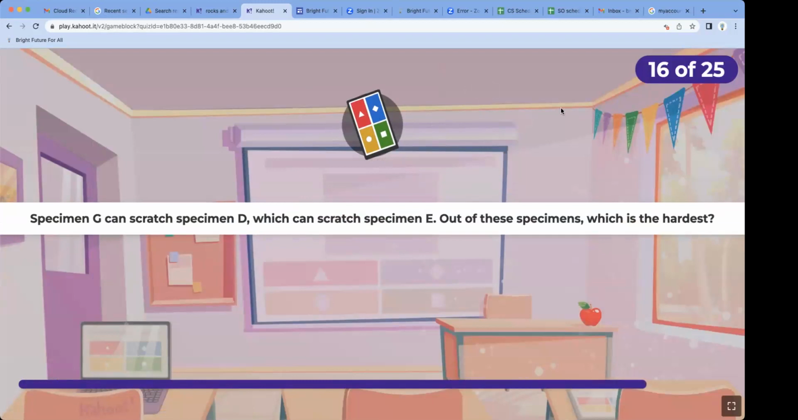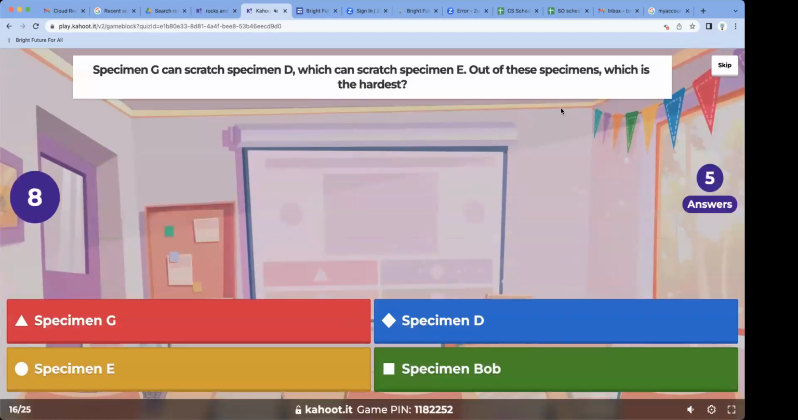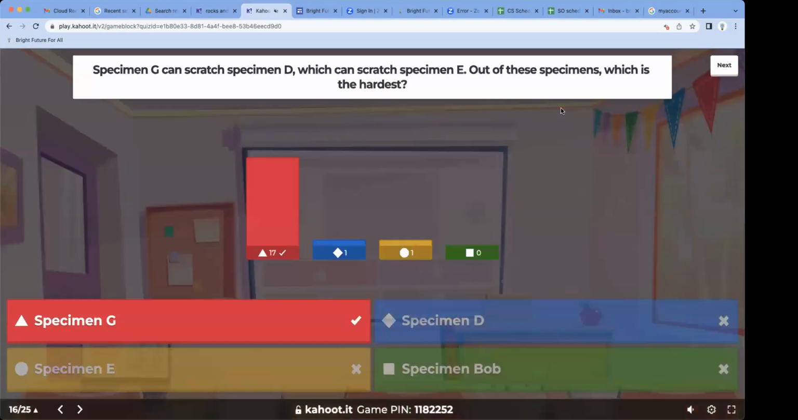Specimen G can scratch specimen D, which can in turn scratch specimen E. Out of these specimens, which is the hardest? Yeah, it's specimen G because hard rocks can scratch softer rocks. Yeah, so next question.